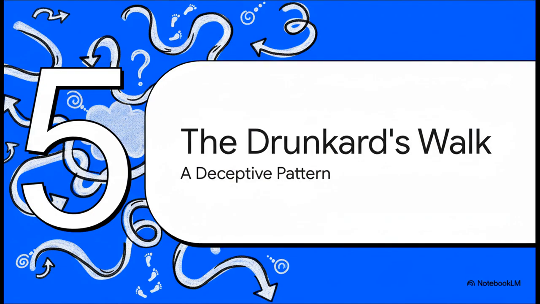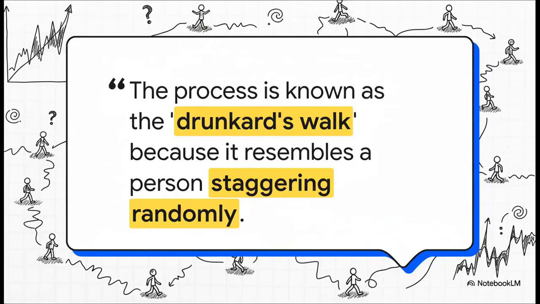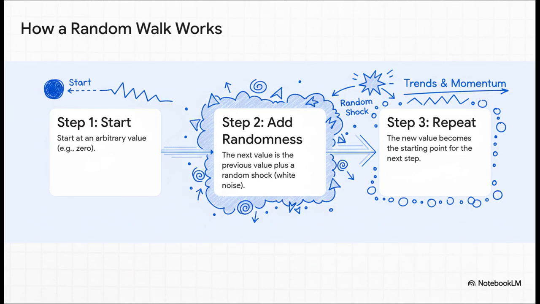But not all randomness is created equal. Let's meet our second character, a process that can totally fool you into thinking there's a pattern, when in fact, it's just a memory-filled stroll in total unpredictability. This is the random walk. And honestly, the analogy is perfect. Just imagine someone taking steps in totally random directions. Their next position depends entirely on where they were a moment ago, plus a new random stagger. It might look like they're actually heading somewhere, but really, it's just an illusion created by a whole series of random choices.